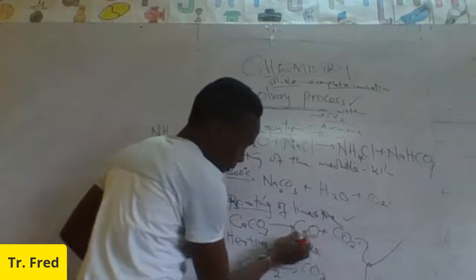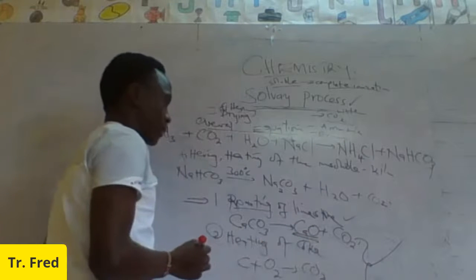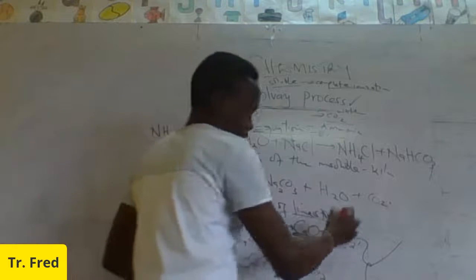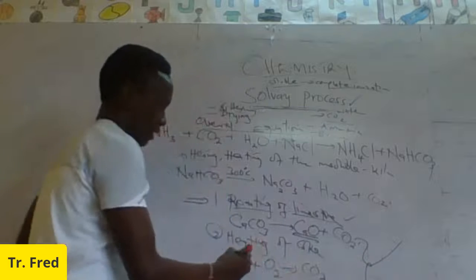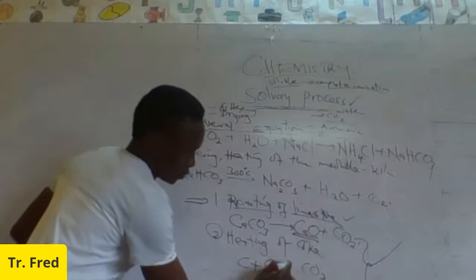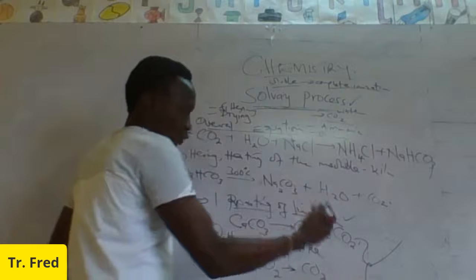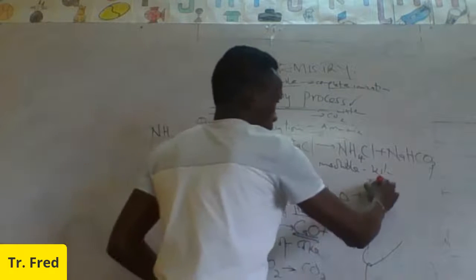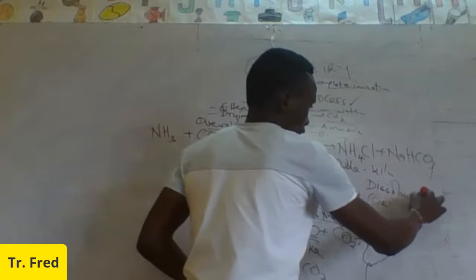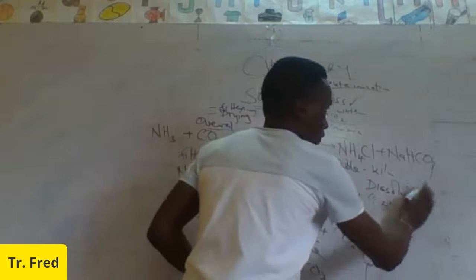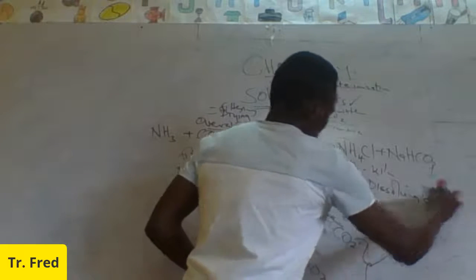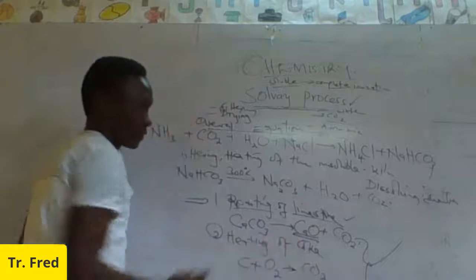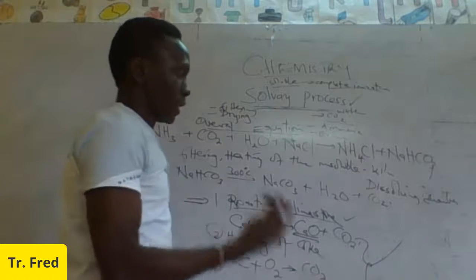Now, the calcium oxide obtained here during the roasting of the limestone is usually added to water in the dissolving chamber. Remember, there is a chamber which is known as the dissolving chamber, whereby the calcium oxide that you have here is being slaked.